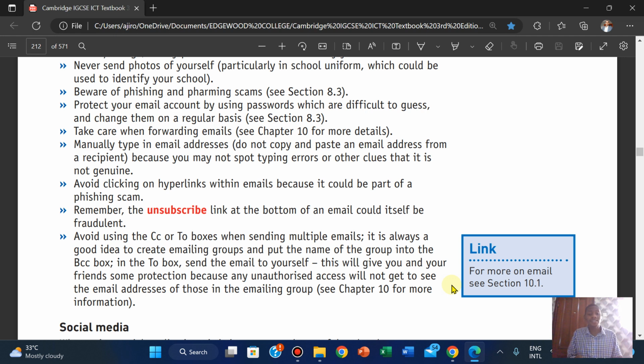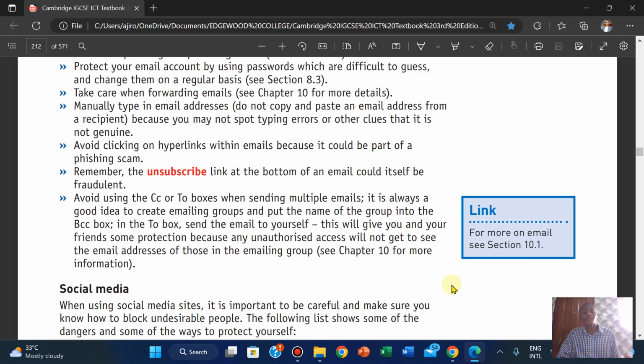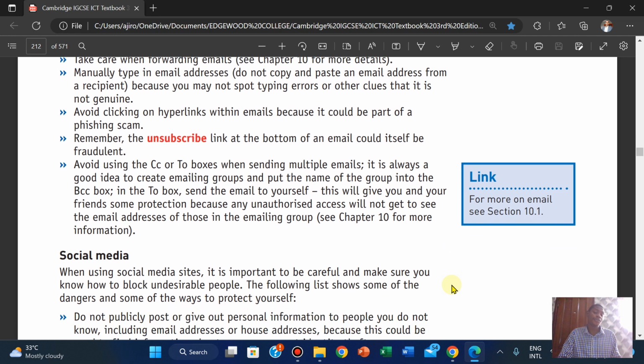Avoid using the CC or To boxes when sending multiple emails. It's always a good idea to create emailing groups or put the name of the group into the BCC box, and in the To box, send the emails to yourself. This will give you and your friends some protection, because any unauthorized access will not get to see the emails of those in the emailing group. Okay, now that is for sending and receiving emails.